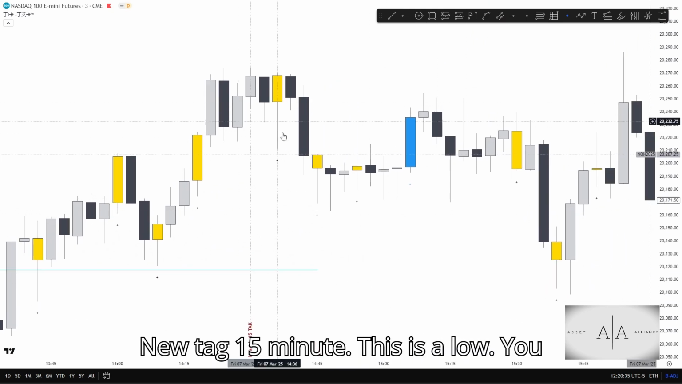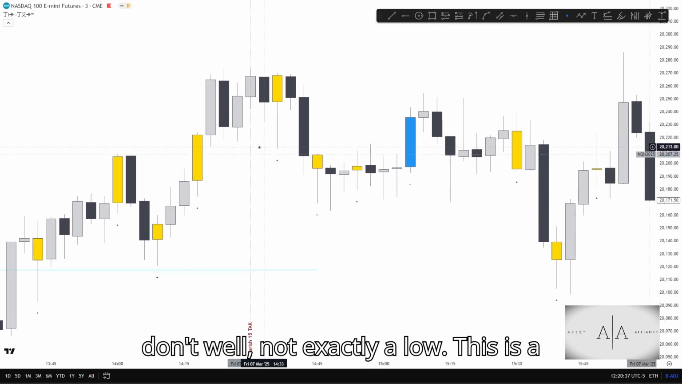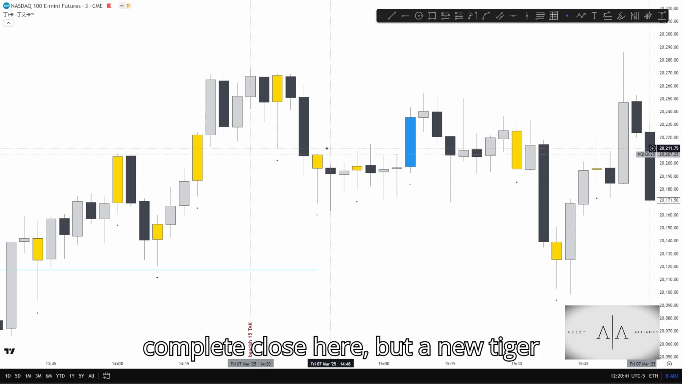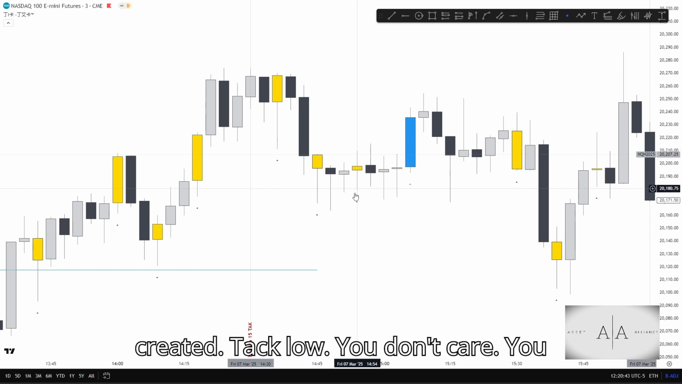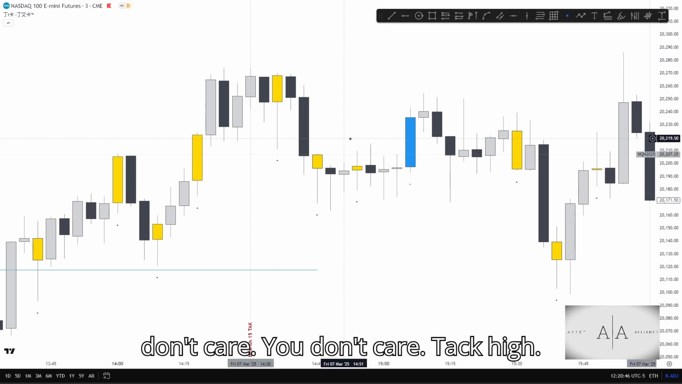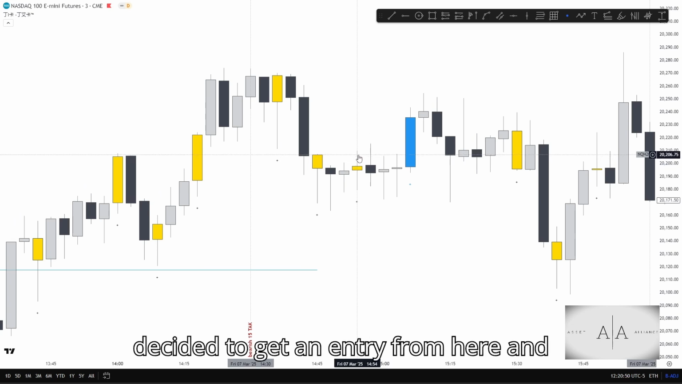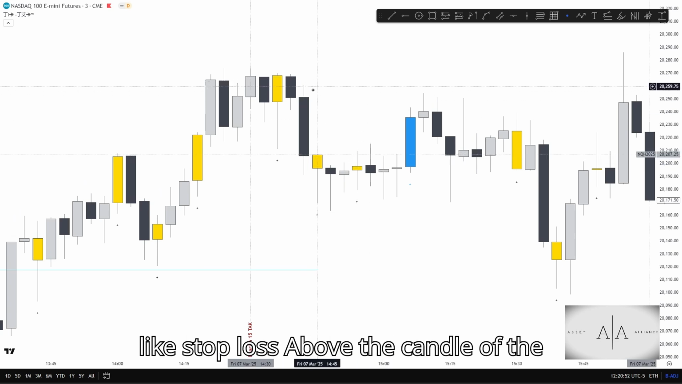New tech, 15-minute. This is a low. Well, not exactly a low. This is a parent candle. The parent candle, you wait for a sweep. There was a complete close here, but a new tech got created. Tech low, you don't care, you don't care, you don't care. Tech high, you could care about this one if you decided to get an entry from here and like stop loss above the candle of the SIBI.